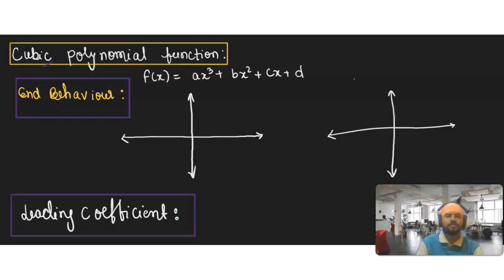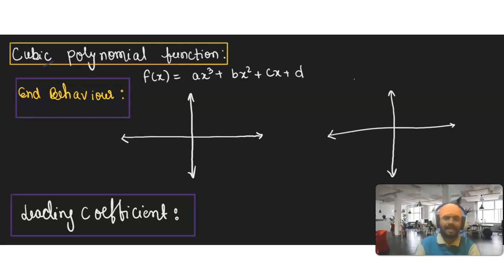Any polynomial function which is in the form of f of x equals ax cube plus bx square plus cx plus d. Since this polynomial function has a degree 3, which is the highest degree of the polynomial, it is known as a cubic polynomial function.